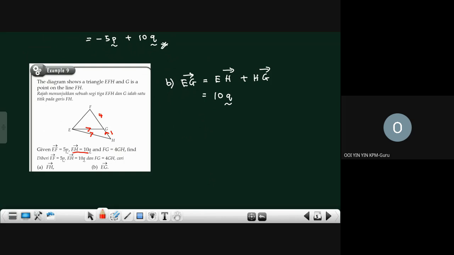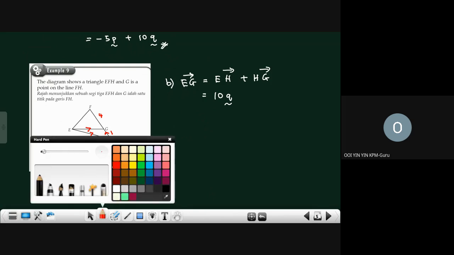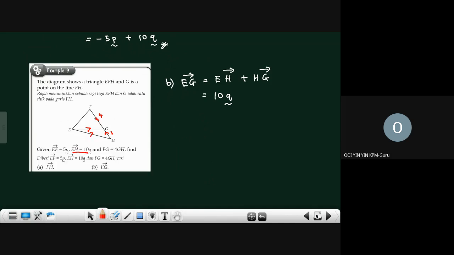GH, how can we get GH? You remember that your GH here is the ratio 1, and then your whole FH, right? Just now we find FH. FH is this direction, right? That means your FH is equal to negative 5p plus 10q, and your GH is one part of your overall FH. Your overall FH, how many parts? 4 plus 1 is 5, right?